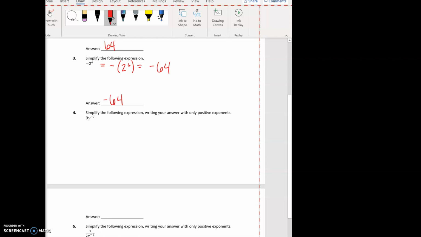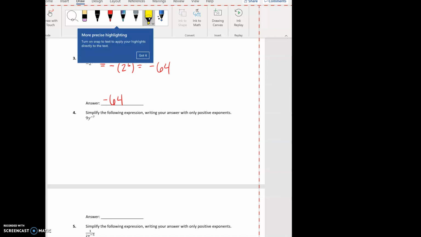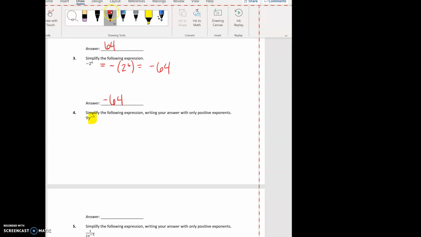All right, simplify the following expression. Write your answer with only positive exponents. So if we look at number 4, we have a negative exponent there, which is not allowed. Now this -7 exponent applies just to the y. So I'm going to leave 9 alone.